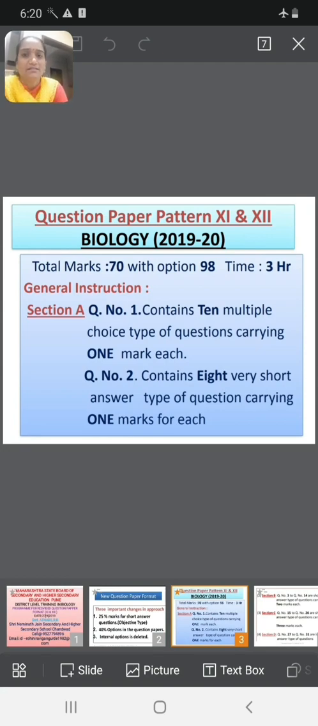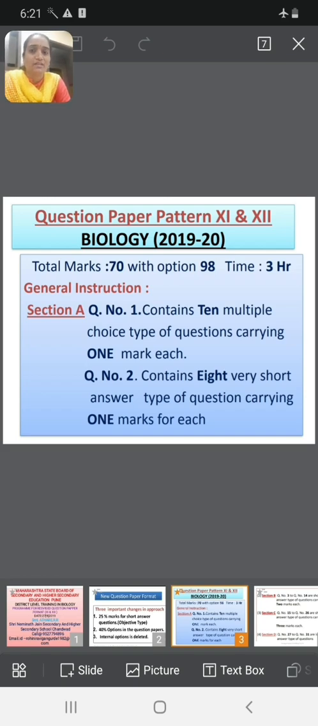Then there are 4 sections in our paper: section A, section B, section C and section D, all having their own marking scheme. The question paper is for 70 marks, as you know that 30 marks are for the practical paper and 70 marks for the theory paper. Our paper is with 98 marks with options and 3 hours are given for solving the paper.